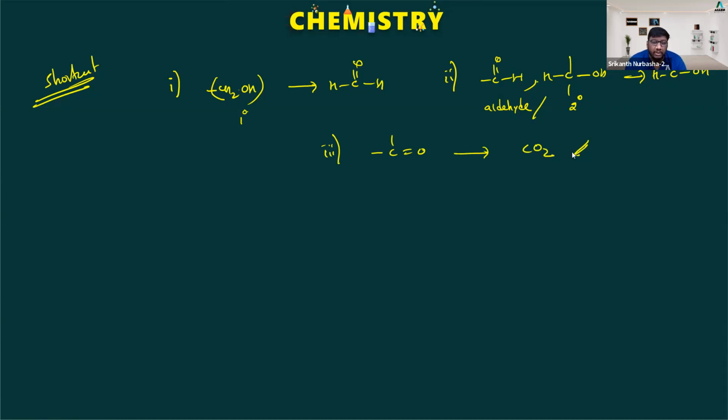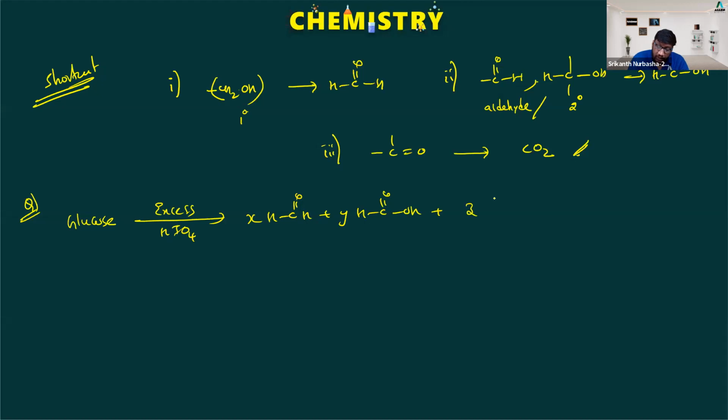The primary alcoholic group will be converted to formaldehyde. Aldehyde or secondary alcoholic group will be converted to formic acid. And if you have a ketonic group, that will be converted to carbon dioxide. Now the question we are going to ask is, if I take glucose treated with excess of HIO4, you will get some X moles of HC double bond OH plus Y moles of HC double bond OH plus some Z moles of CO2. What is the value of X plus Y plus Z?